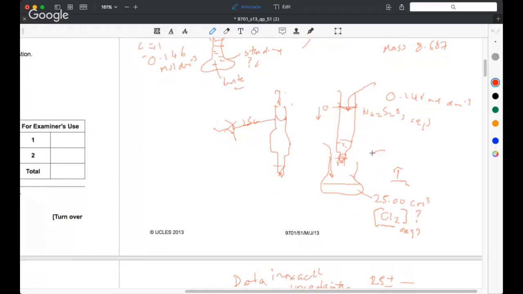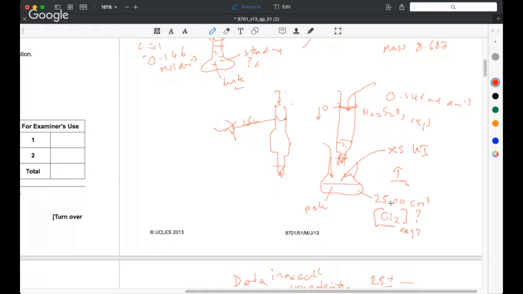And at that point, you add in excess potassium iodide. Now, it doesn't tell us in the procedure what the concentration of potassium iodide is. So you've just got to say, I'm using excess to make sure that all the chlorine is converted to iodine. And at the end of that, we should end up with a pale brown solution in here.